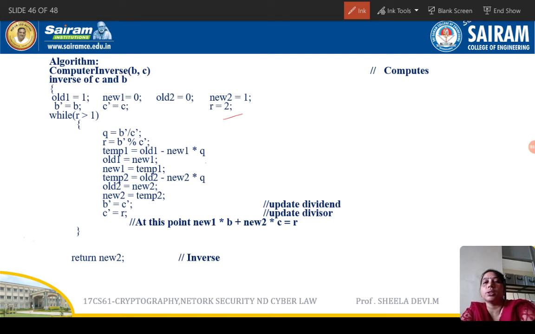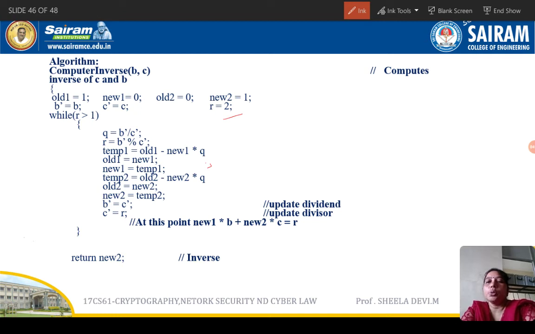What is old 1 here? It is 1, and new 1 is 0, into the quotient. Whatever quotient we get after dividing B by C has to be replaced here. The answer we get in temp 1 has to be stored in new 1. And old 1 is equal to new 1. Now old 1 will be considered as new 1.